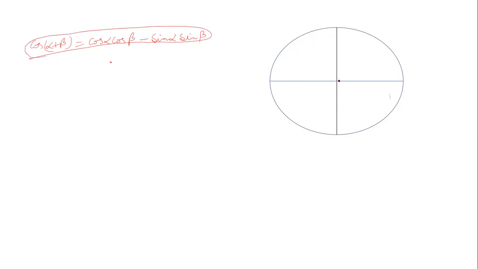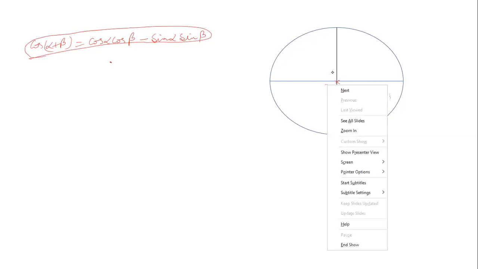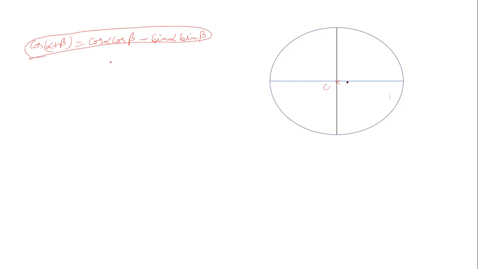Here there is a unit circle. Its center is O. Its radius is 1 unit. Say this point is P. Its coordinate would be (1, 0). Now taking a point Q, which is making angle alpha at center.